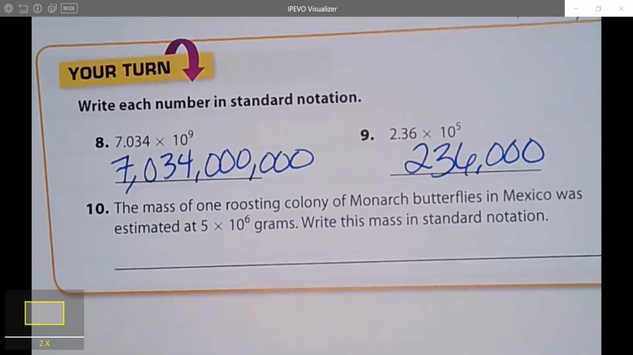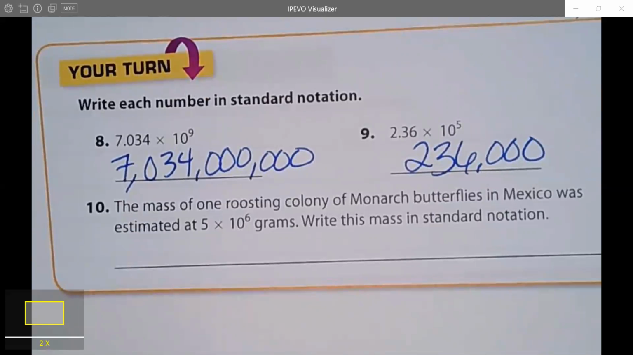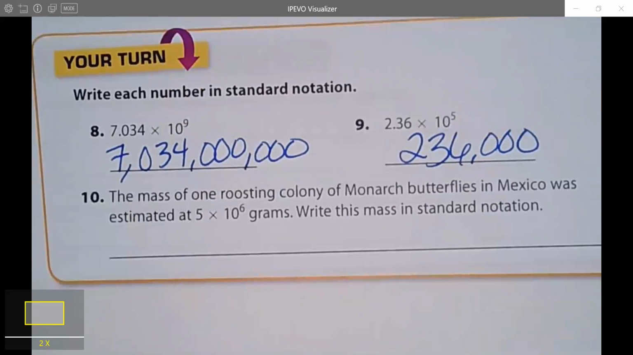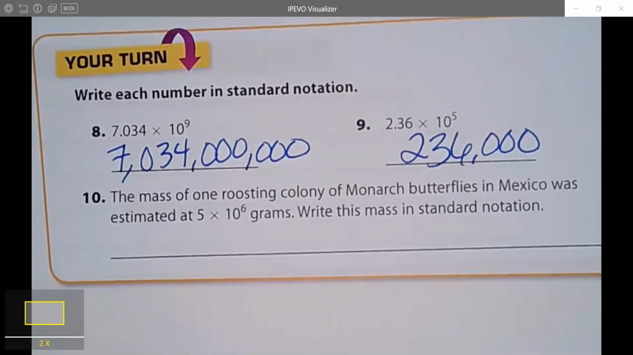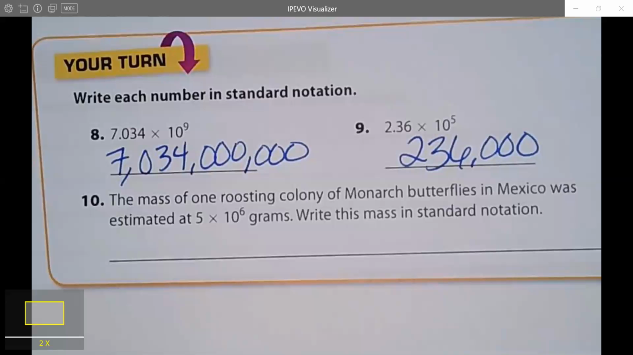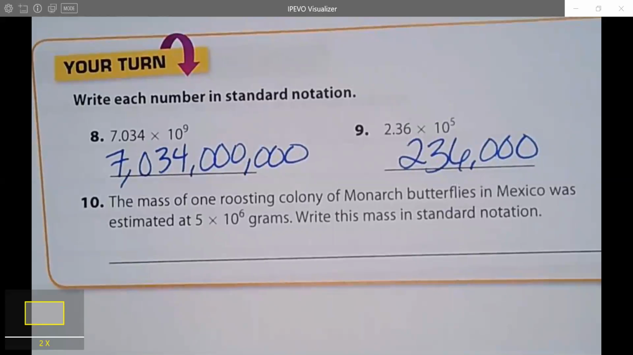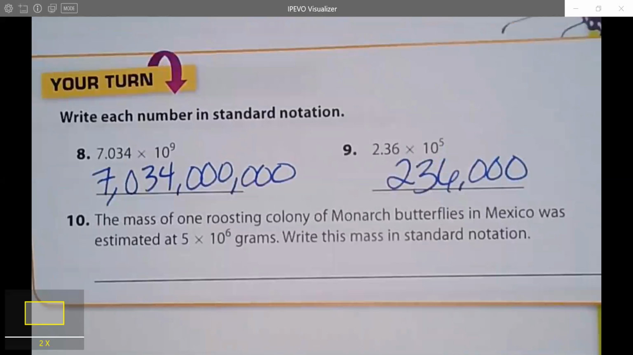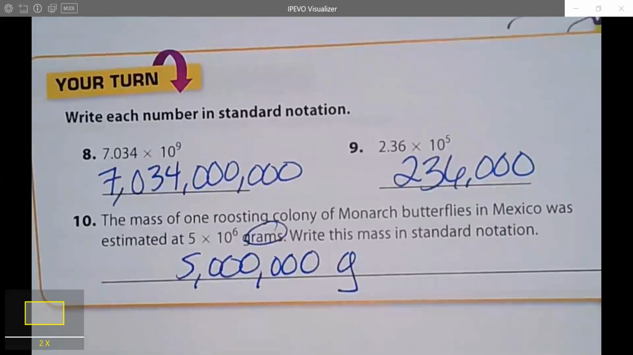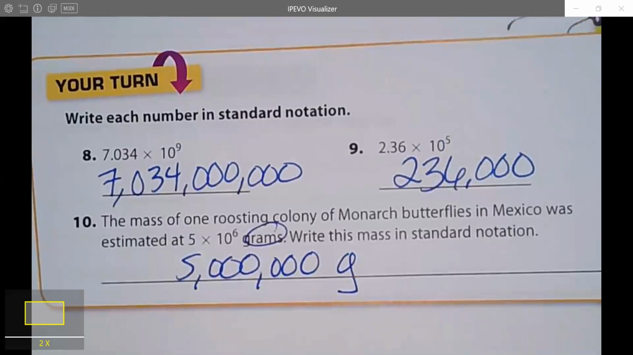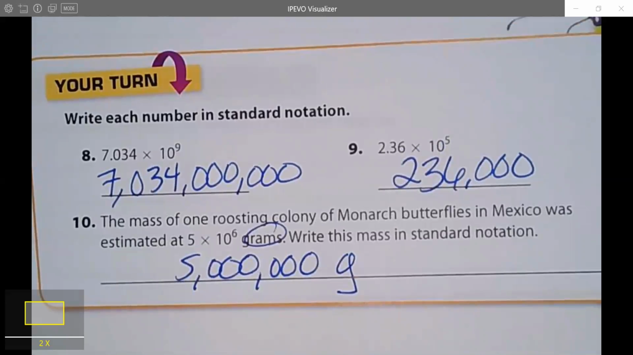All right. And number 10, we're going to find the roosting colony of monarch butterflies, what their mass weight is, I guess. Let's see. Chelsea, number 10. 5 million. Awesome, 5 million. And since we have weight, we're going to put grams, just the letter G. All right, any questions on these 3 your turn problems that we did? No, it's very easy, ma'am.